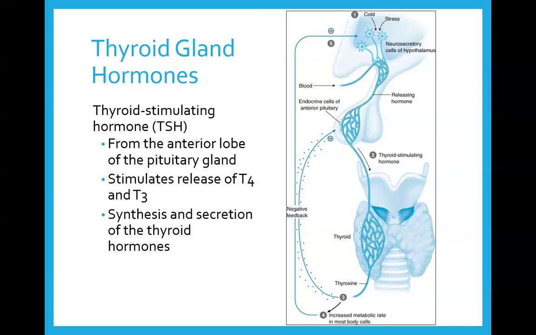TSH levels high, T4 is likely low. The body thinks it needs more. TSH levels low, T4 is likely high. The body's not signaling that TSH is needed because T4 levels are high. So it's just basically when one is low, the other is high. When one is high, the other's low. It's a negative feedback, and that's how it would normally function healthy. If it's not functioning healthy, then we get an imbalance of our levels.